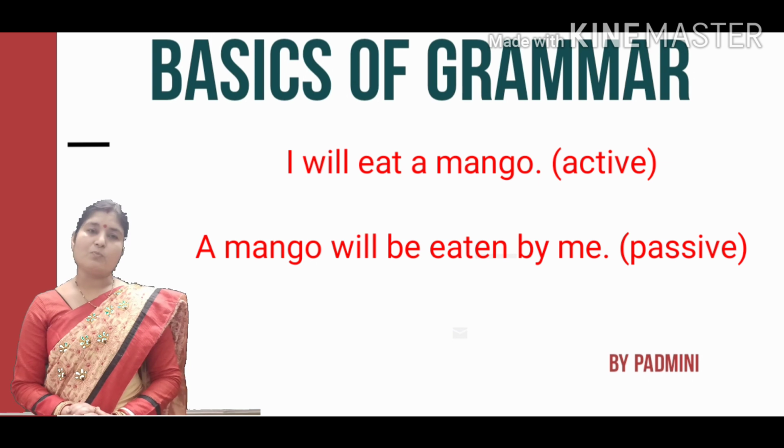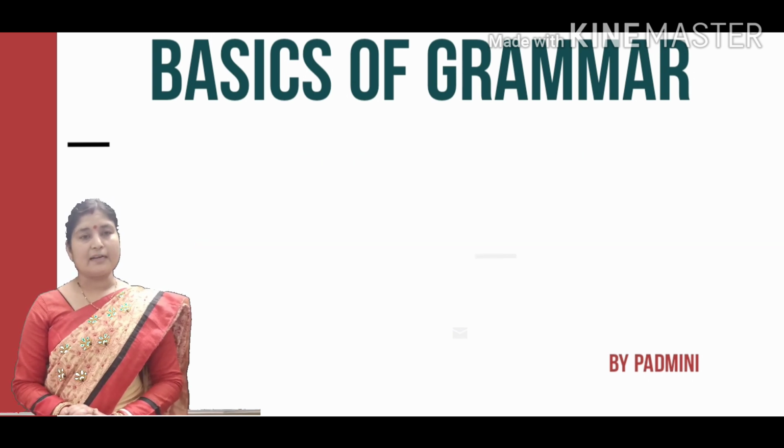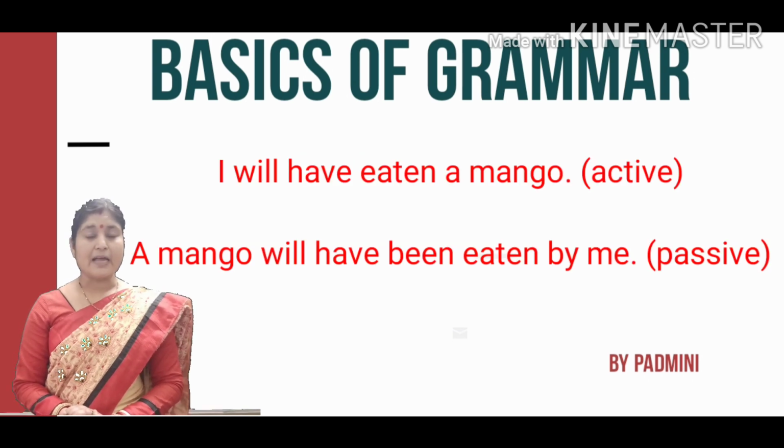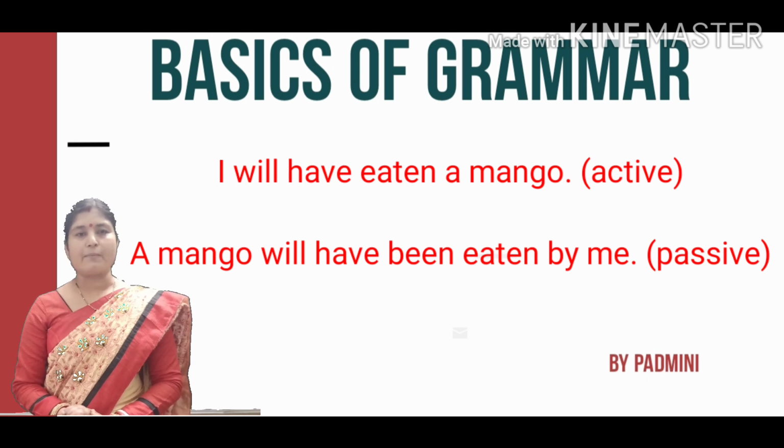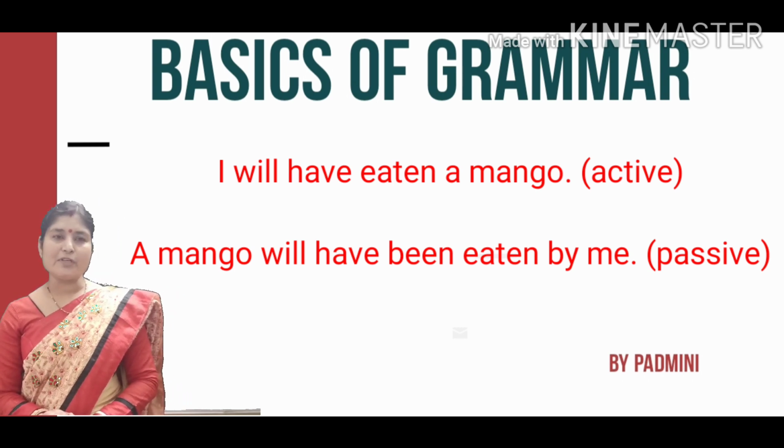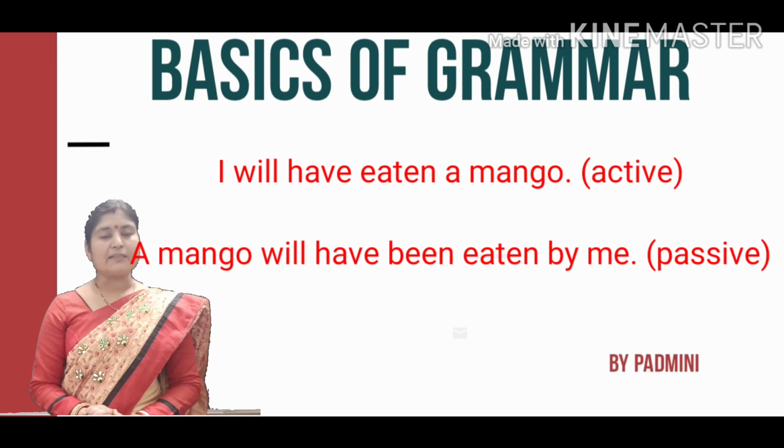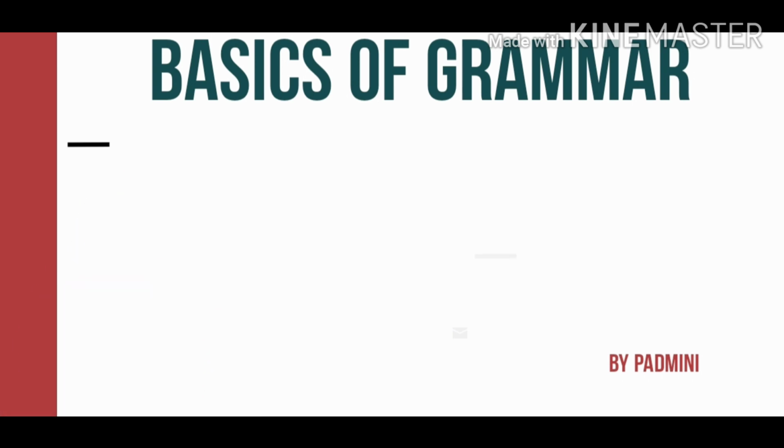Whenever we use these modals in a sentence that contains will have, for example, I will have eaten a mango, how can we transform it? A mango will have been eaten by me. So these are the ways in which we can change from active to passive voice.